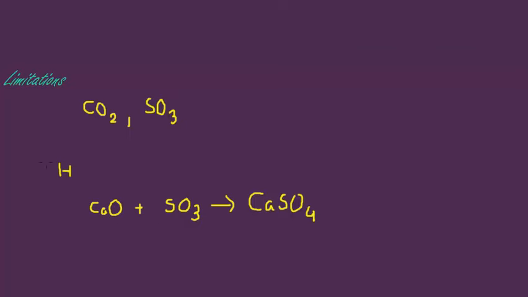So this is all about the Bronsted-Lowry theory, and to explain these limitations, a later theory was proposed, that was the Lewis theory. We'll talk about that in another video.